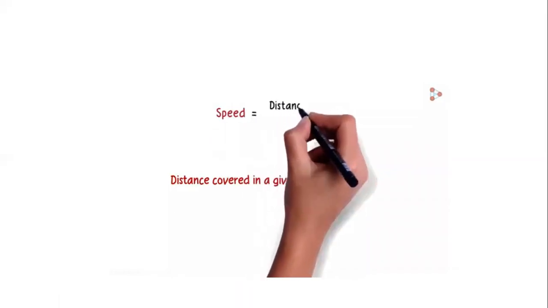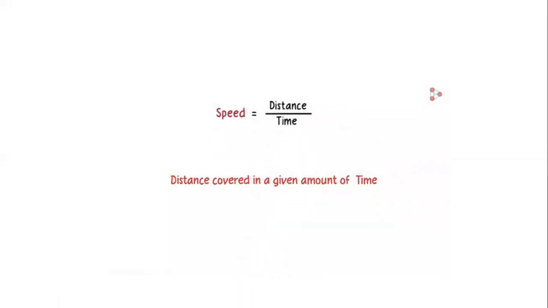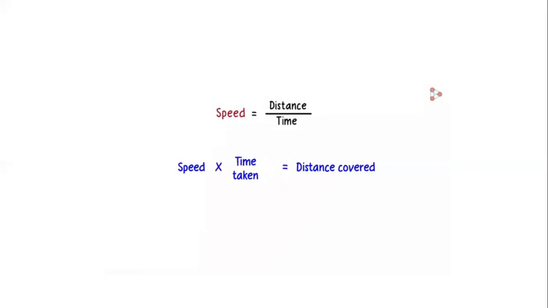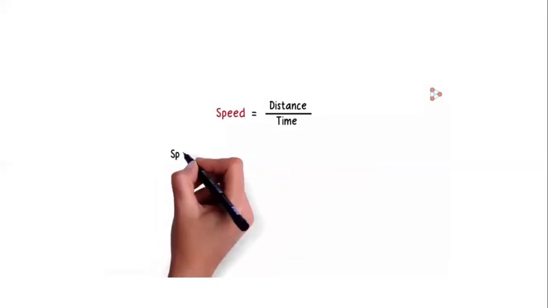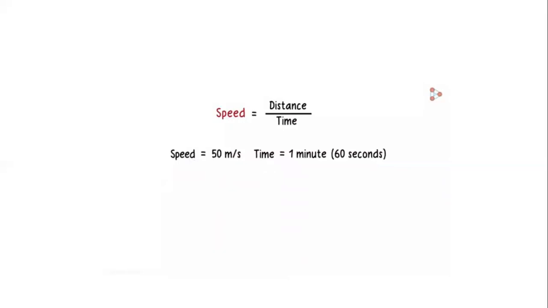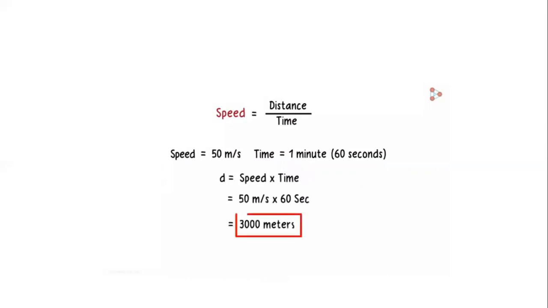We have seen previously that speed is the amount of distance covered in a given amount of time. It's nothing but distance covered over the time taken to cover that distance. Simply put, it tells us how fast an object moves. Also, if we know the speed and the time taken to cover a distance, we can easily find the distance covered. So if I tell you that I traveled at a speed of 50 meters per second for 1 minute, can you tell me how much distance I covered? I am sure you've come up with the answer. I have covered a total distance of 3,000 meters.